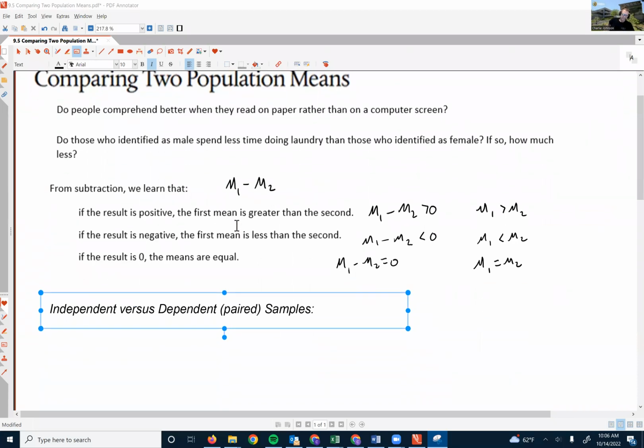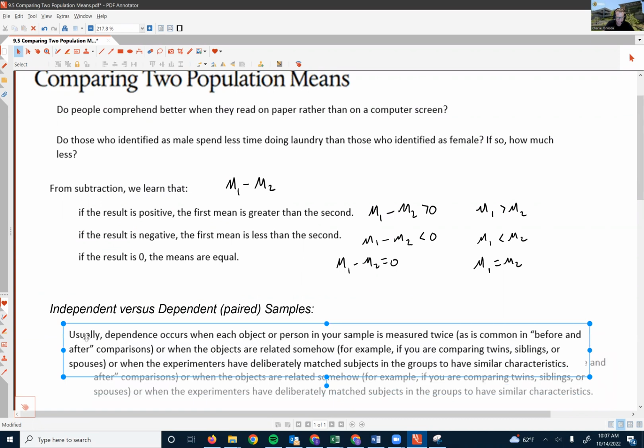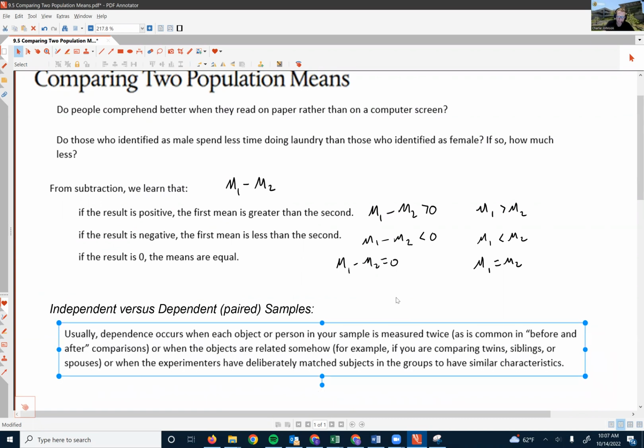Independent versus dependent, also called paired samples. Usually, dependence occurs when each object or person in your sample is measured twice. Like the first scenario posed, do people comprehend better when they read on paper rather than a computer screen? So we could take a person, measure how they read on paper, and then measure how they read on a computer screen. So it's kind of like a before and after, but it's the same person. It's when we test the same person at two different times.